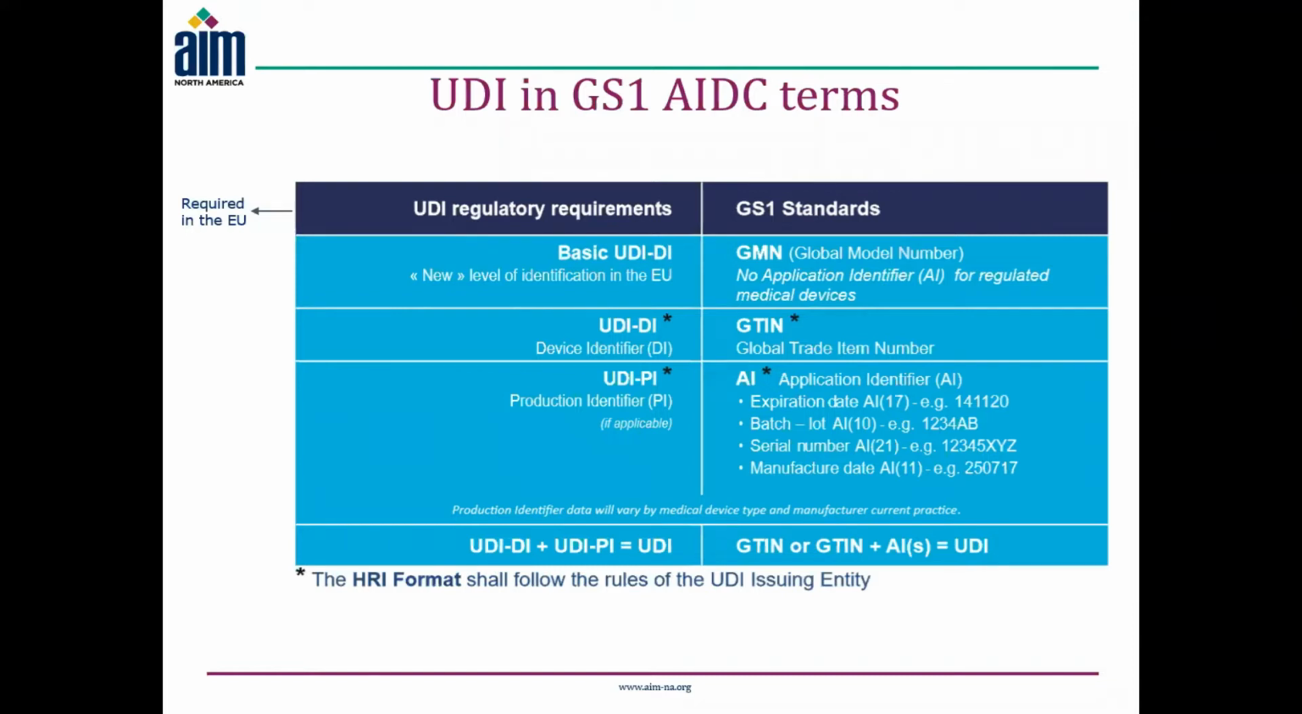But then below that, you have the device identifiers on the left, which is the global trade item number for us on the right. Then you have the production identifiers in that world. Those are the application identifiers, such as expiration date, batch, serial number, manufacture date in certain cases. And so this makes up the entire system. You see the series of acronyms on the left: UDI, DI plus the PI equals the UDI. I don't know any other job where you can actually say an entire sentence in acronyms, but here we are. And on the right-hand side, you have the GTIN and the application identifiers. The last note on this is that the HRI format shall follow the rules of the issuing agency, issuing entity in our case. And so there you have the comparison.